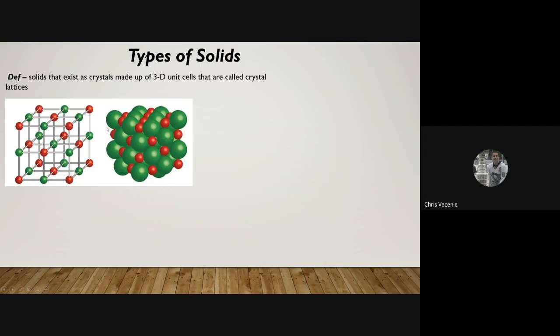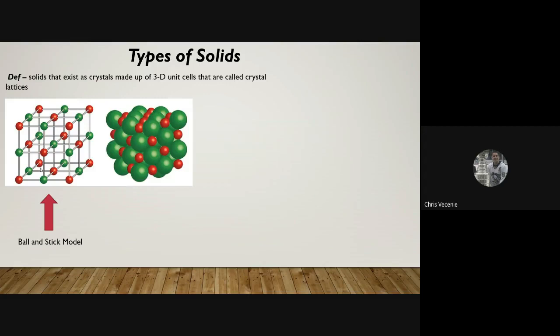So what you're seeing here are two different styles of presenting a crystal lattice. The one on the left here is referred to as the ball and stick model, where the spheres, the greens and the reds that you're seeing, are representing the atoms that are participating in the bond. And the white sticks that you see represent the bonds, whatever the type that they may be, holding those together.